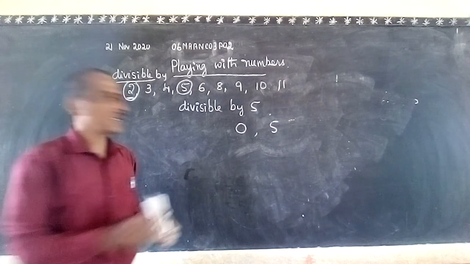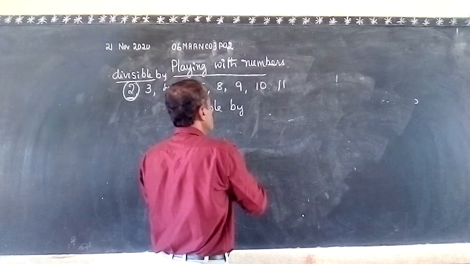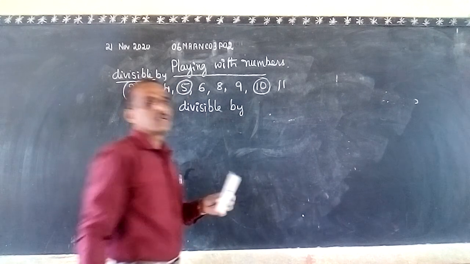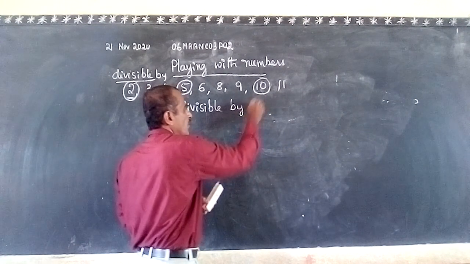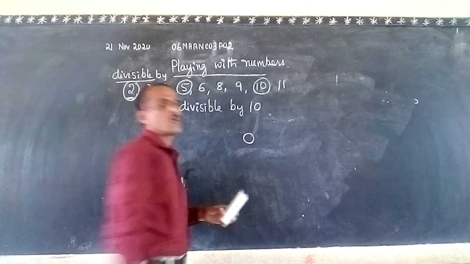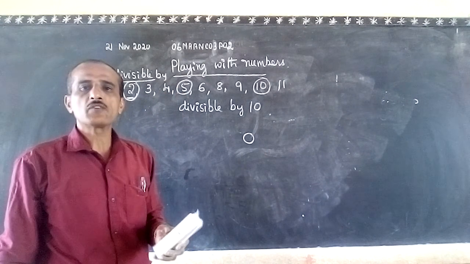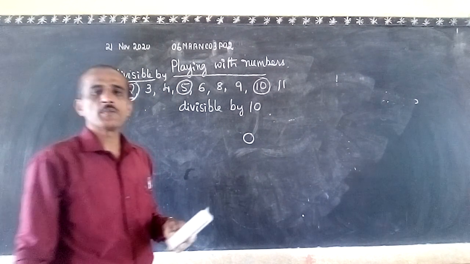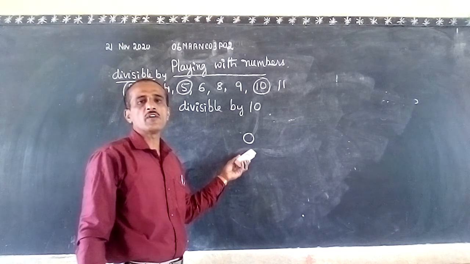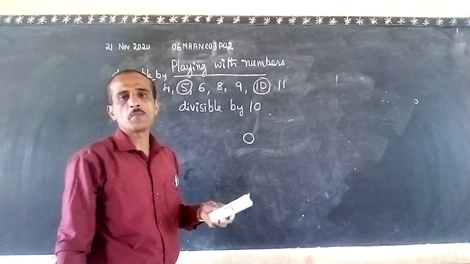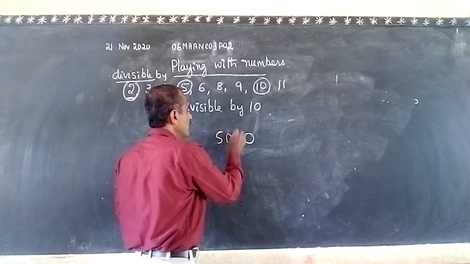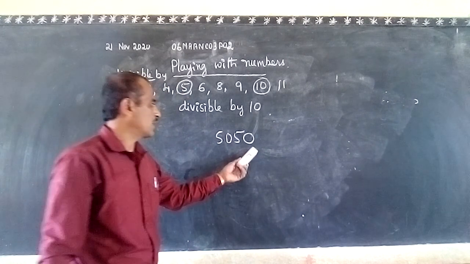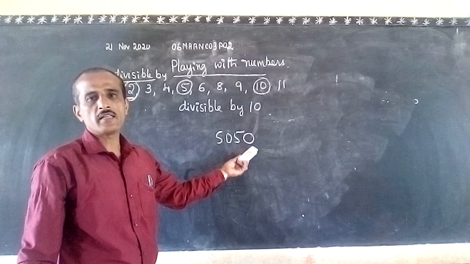Okay, very easily you can check. Next, how to check whether a number is divisible by 10? To check whether it is divisible by 10 or not, the digit in the unit place or ones place must be 0. If 0 is in the unit place, such numbers are divisible by 10. Very easy. See, for example, 5050. It is divisible by 10. Why? 0 is there in the unit place.